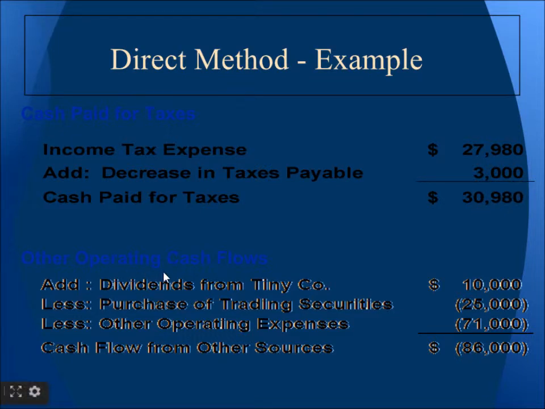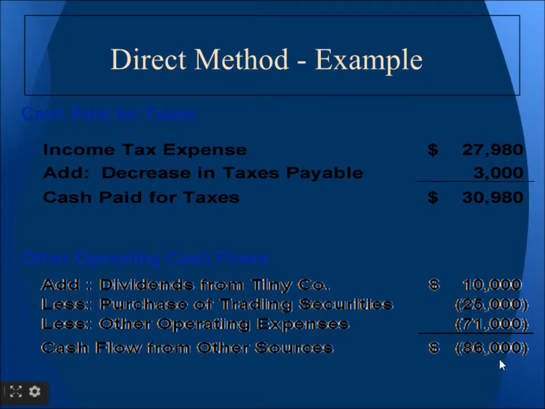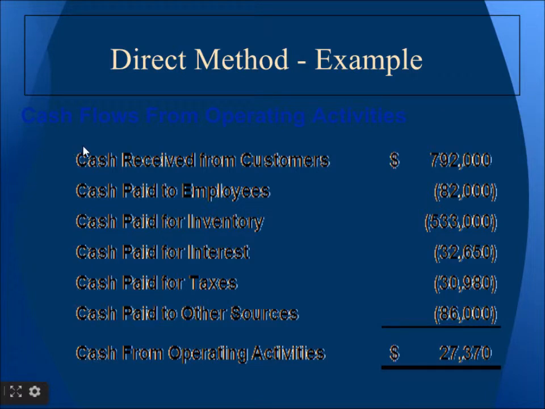So other operating cash flows will be dividend from the TinyCo, which is 10,000. Dividend we received is 10,000. Then purchase of trading securities, because we purchased and gave out the cash, so it will be deducted. Other operating expense means we have spent some cash to get the things done, so we should deduct it, and then we should calculate the net cash flow from the other sources, which is negative in this case.